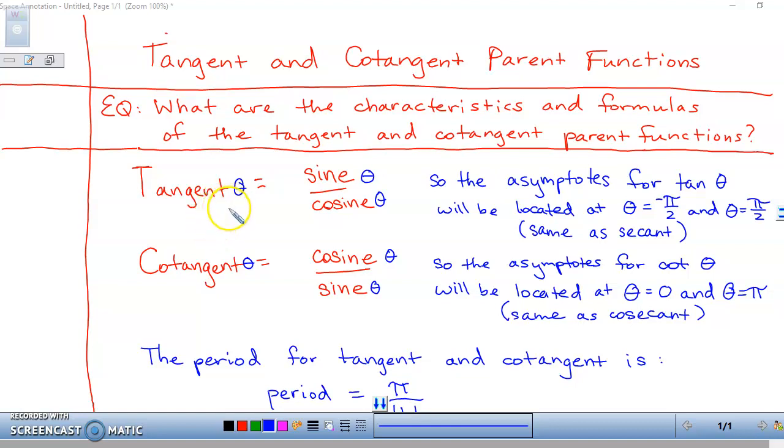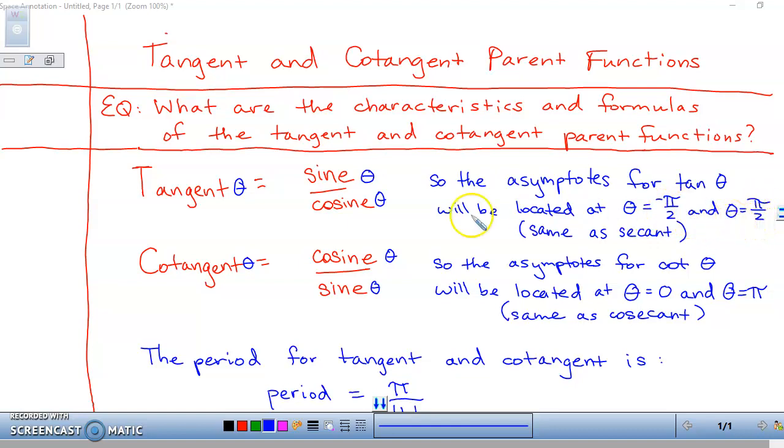We'll start off with a relationship of tangent with sine and cosine. Tangent of theta is equal to sine of theta divided by cosine of theta. So, knowing that information, the asymptotes for tangent of theta are going to be located at theta equals negative pi over 2 and theta equals pi over 2.